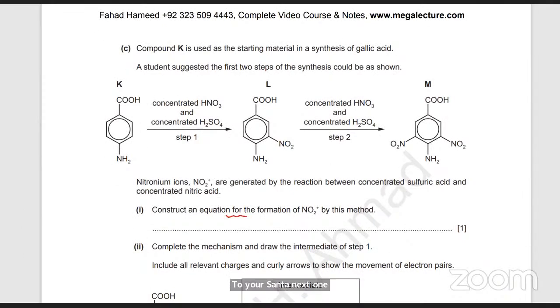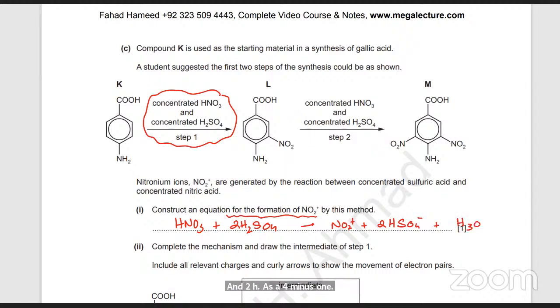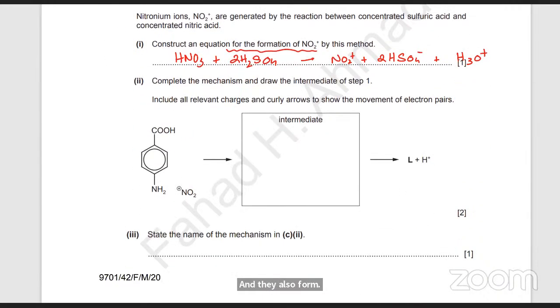Construct an equation for the formation of NO2+ by this method. So how does the NO2+ get formed, the electrophile, when you're trying to nitrate it? The equation is nitric acid plus sulfuric acid. They react together, they end up forming NO2+ and HSO4-, and they also form H2O. The mechanism is exactly the same. So where would the NO2+ get attached in this case?